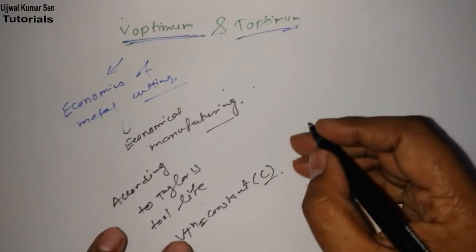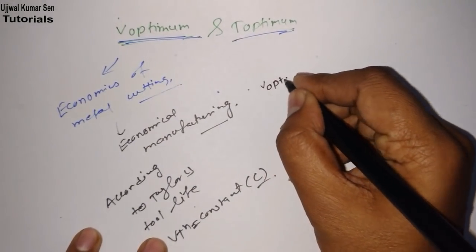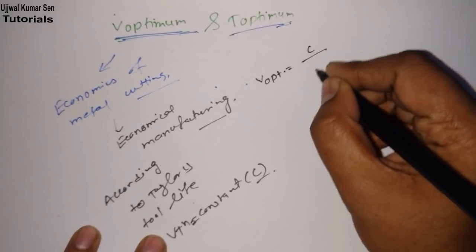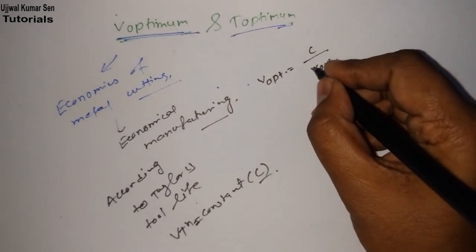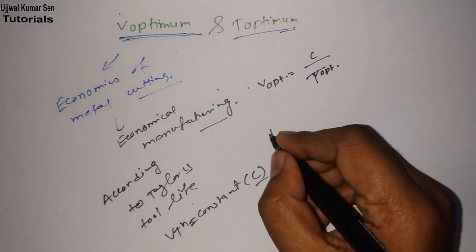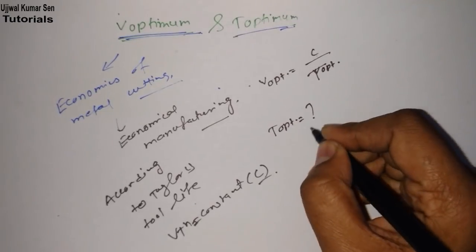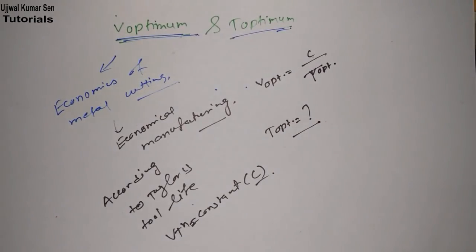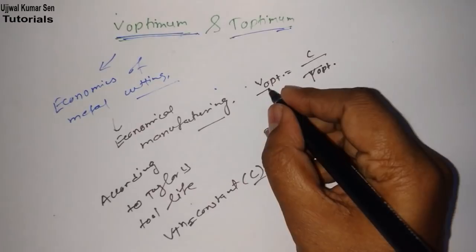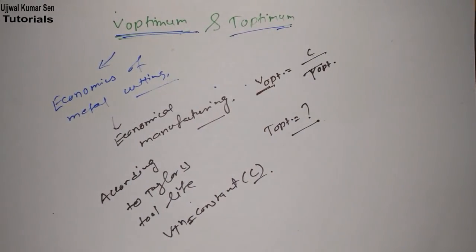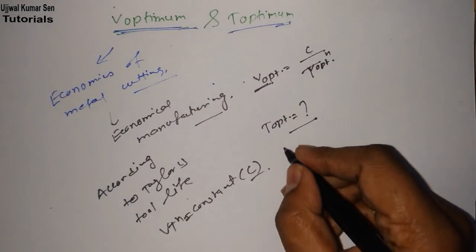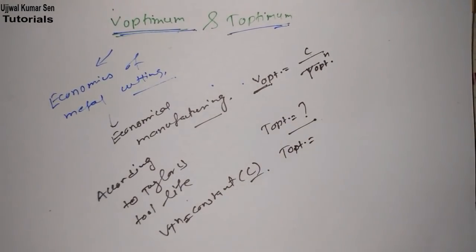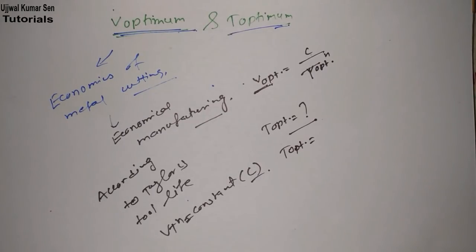So basically we can write here also, V optimum is equal to constant by T optimum to the power n. If we know the value of T optimum, then we can also come to know V optimum. So the most important thing is that we have to find out what is T optimum.